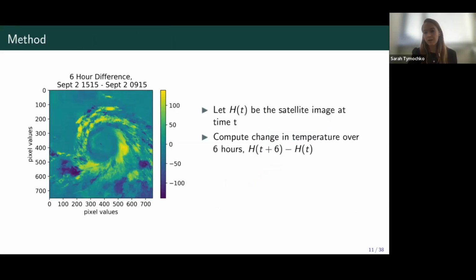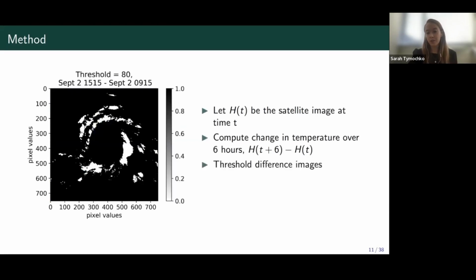So we start with this 6-hour difference image, and then what we do is threshold the image. In this case, we chose a threshold of 80. I'll come back to that later on. Now all of the pixels that have a value above 80 are white and below 80 are black. From there, we have a binary image, and looking at this, we still don't have a circular feature formed.